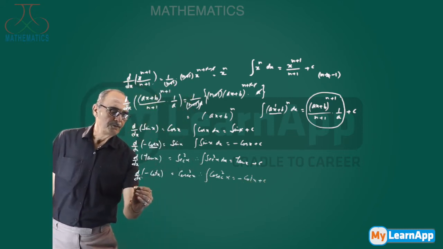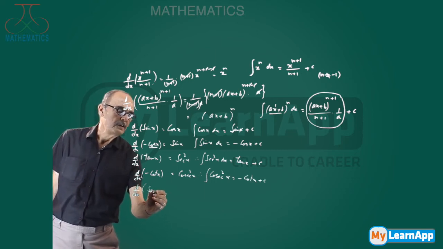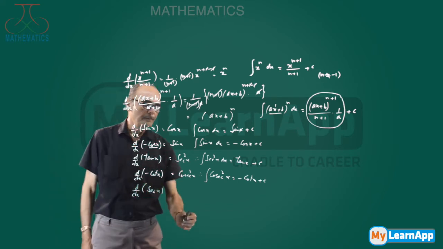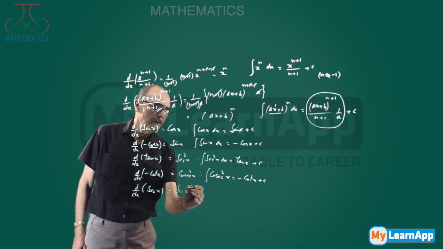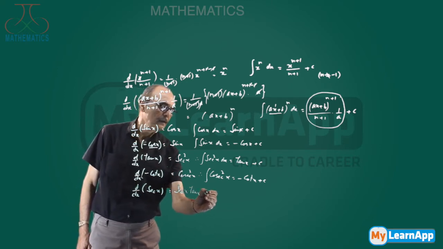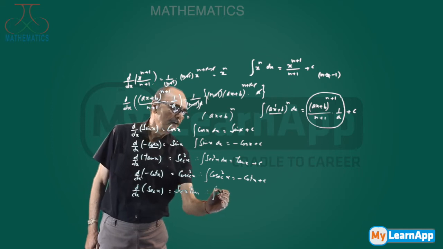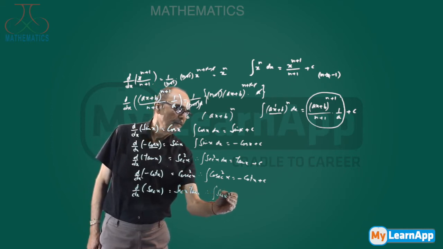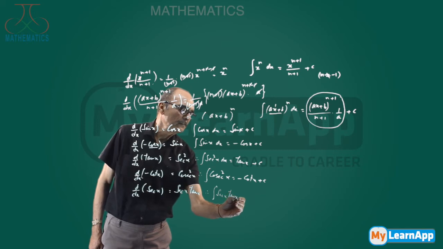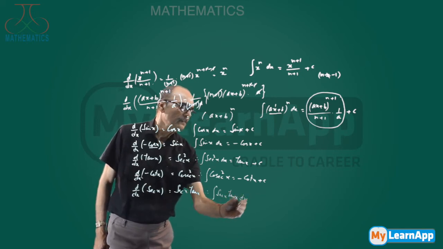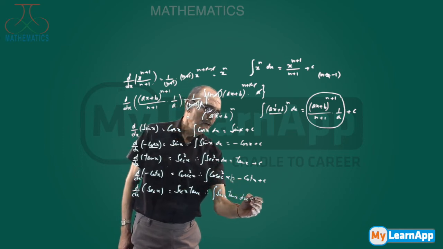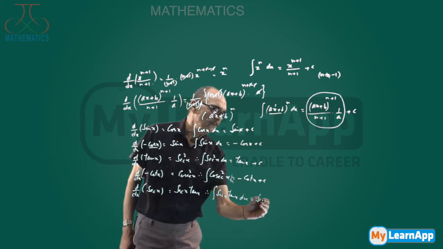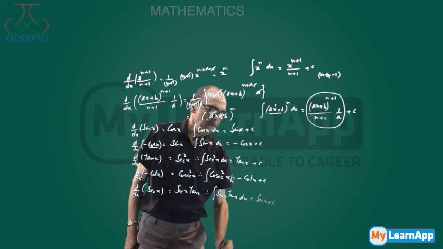Then derivative of secant of x is secant x into tan of x. Therefore, integral of secant of x tan of x dx, it must be accompanied by dx here also, equals secant of x plus c.